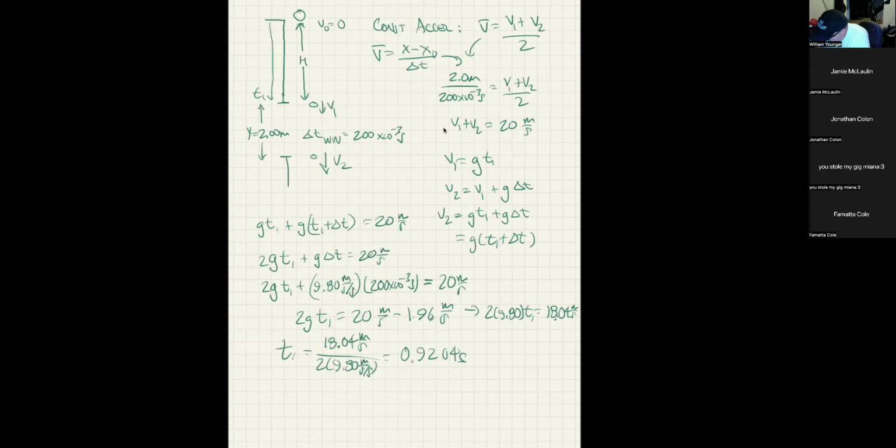So I know that h is equal to 1/2 of 9.80 meters per second squared times 0.9204 seconds squared. So I can now find out h. I'm just going to square that 0.9204, multiply that by 9.8, and then multiply that by 0.5. And that gives me 4.15 meters is what h should be.